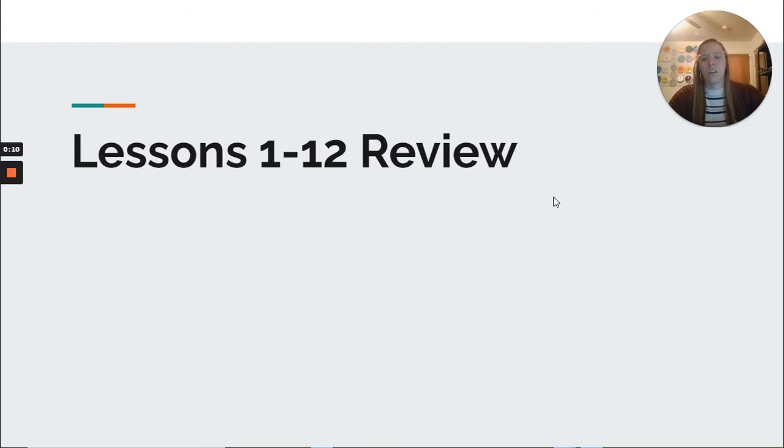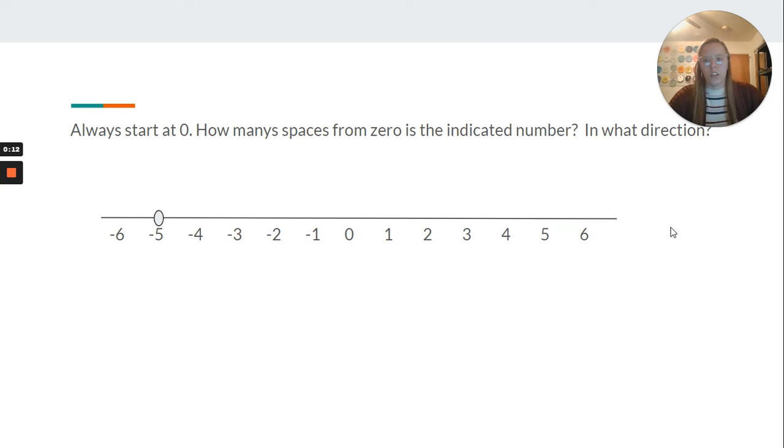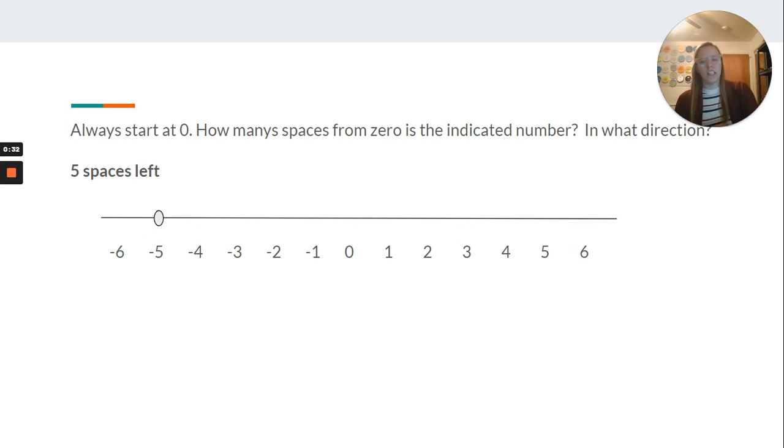So, let's get started. So we talked about finding numbers on a number line. So you always start at 0 when counting them. And then the question asks how many spaces from 0 is the indicated number, and in what direction. So if you were to count it, you'd get 5 spaces to the left.